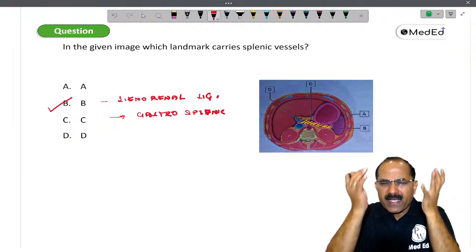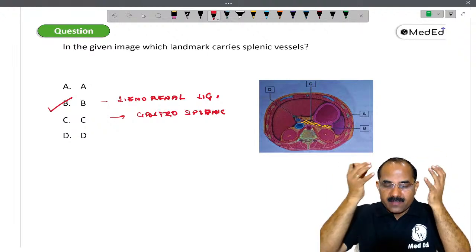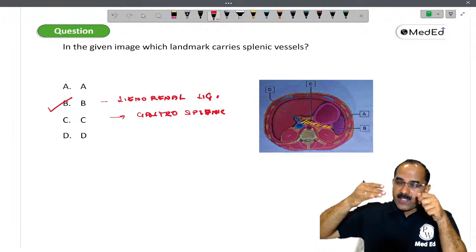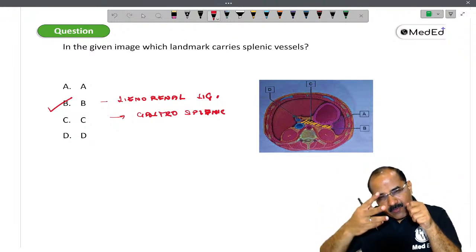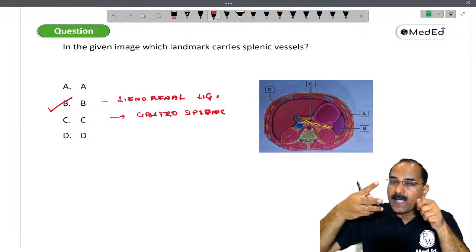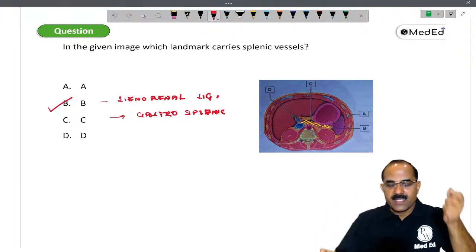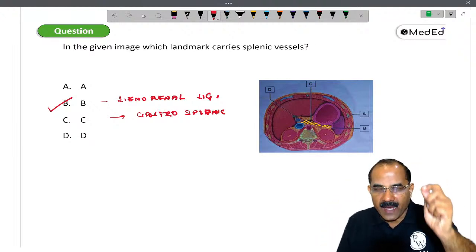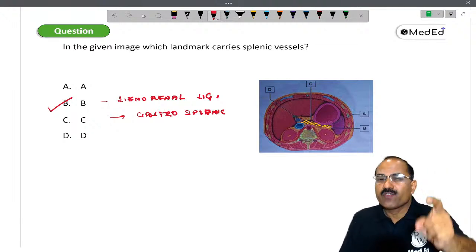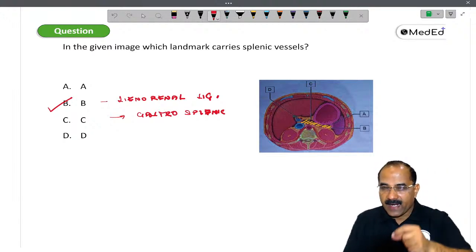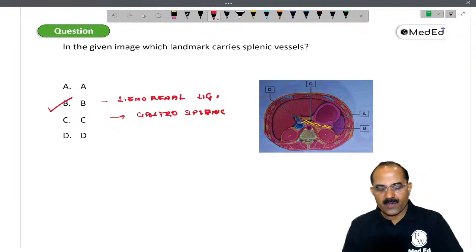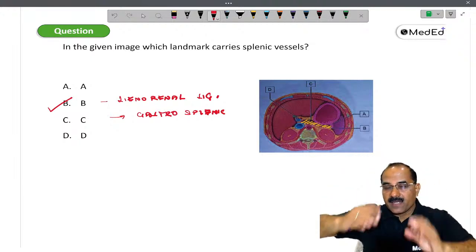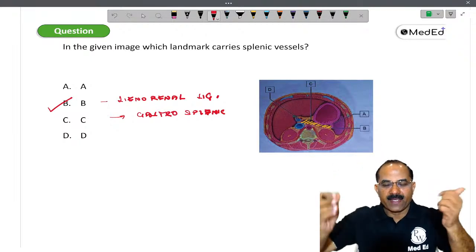And the maximum islets are present in the tail of pancreas. So while removing the spleen, while doing splenectomy, we have to be very careful when we cut the lienorenal ligament, because the tail of the pancreas could get damaged. And if the tail of the pancreas is damaged, the person would land into diabetes mellitus. So the tail of the pancreas contains the maximum islets of Langerhans.